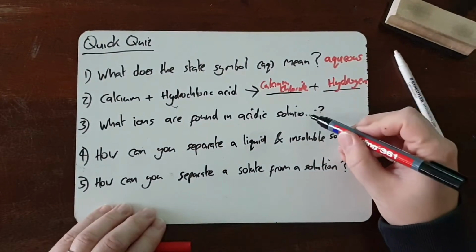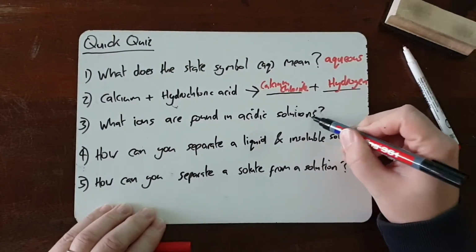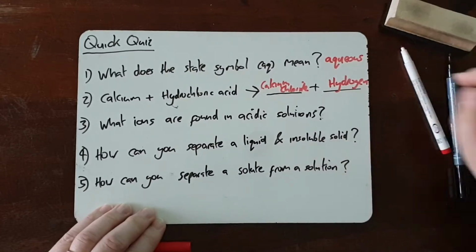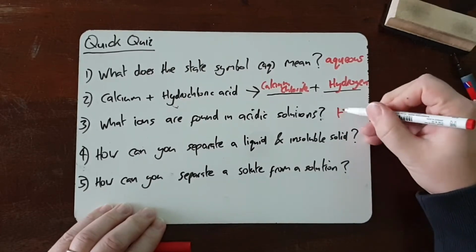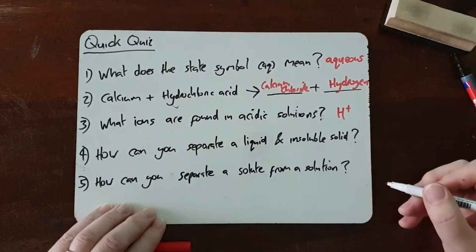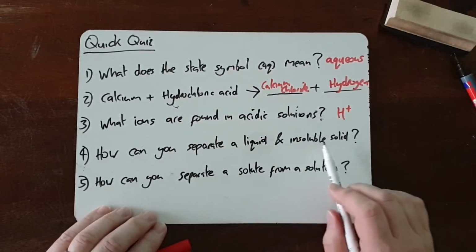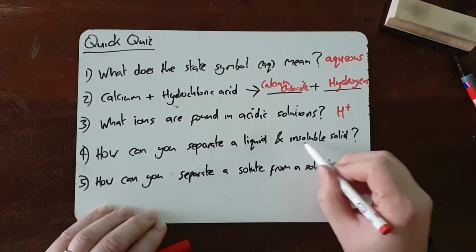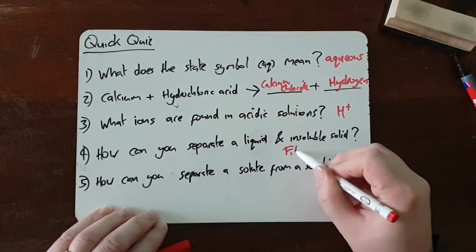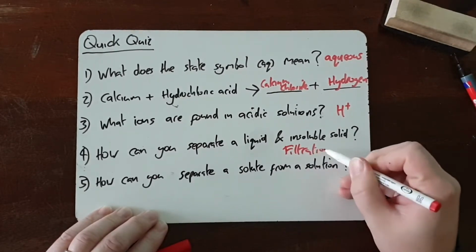Right. What ions are found in acidic solutions? So the ions that you find in acidic solutions are H+ ions. How can you separate a liquid and an insoluble solid? So insoluble means it's not dissolved. So that would be filtration, because you can filter the solid out.